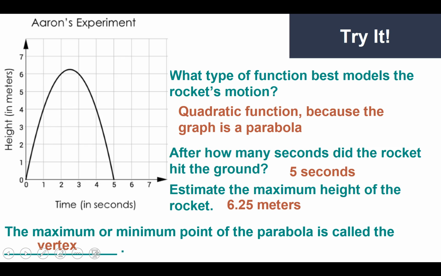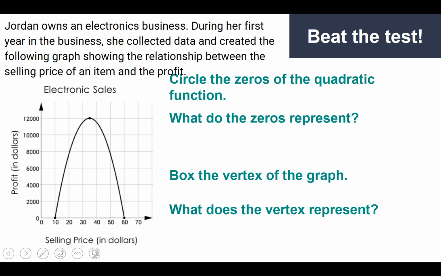All right, you ready to beat the test? Beat the test. All right, here we go. Jordan owns a business. During her first year in the business, she collected data and created the following graph showing the relationship between the selling price of a certain item and the profit of that item. Okay, so what she sold it for versus how much profit she got off of it.